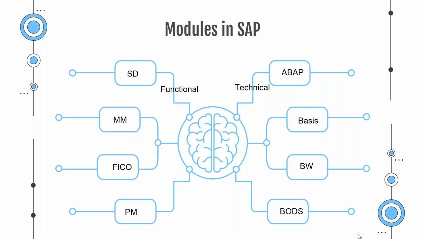Then getting into technical modules, first we have ABAP. ABAP stands for Advanced Business Application Programming. So in ABAP in general, we give solutions, or we develop solutions for the client as per the requirement.